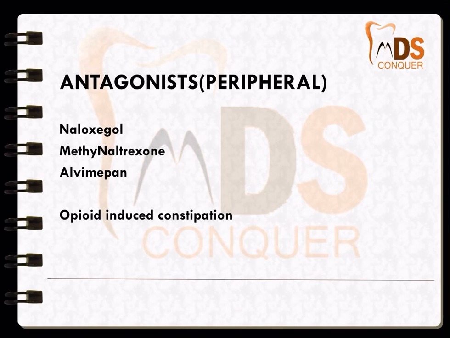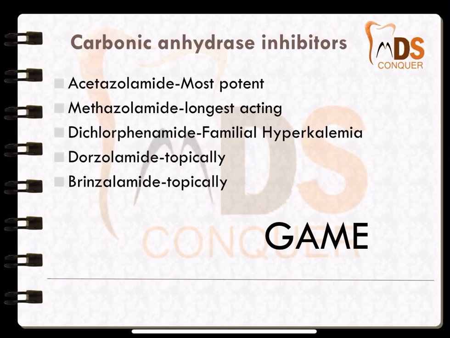Next, the peripheral antagonists are these, where they can be used for opioid-induced constipation. Next, coming to the diuretics. The first group of drugs which come under diuretics are the carbonic anhydrase inhibitors. The most potent is acetazolamide, and it can be used for glaucoma, for motion sickness, for catamenial epilepsy. So all these are the uses.